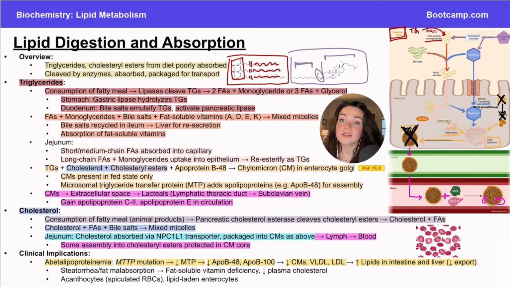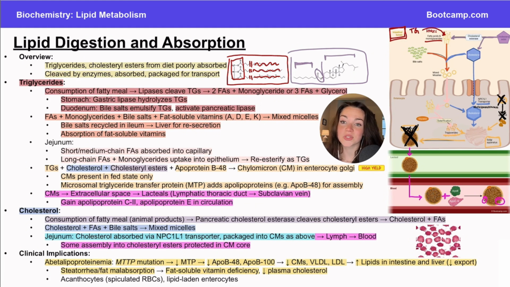As you might imagine, this is going to lead to fat malabsorption, right? We can't even take it in from the intestine. We can't get it out from the liver to the peripheral cells. It's a mess. Fat malabsorption leads to a fat-soluble vitamin deficiency, as well as steatorrhea, right, which is this fatty, greasy stools. You're also going to see a decrease in plasma cholesterol because we're having trouble absorbing.